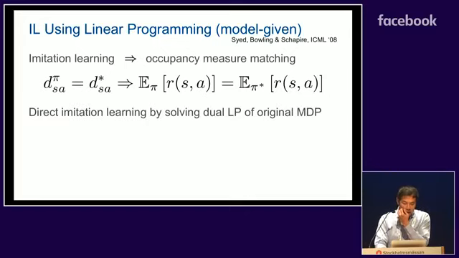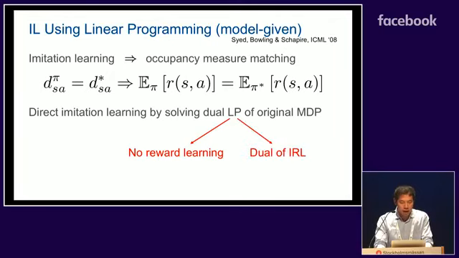And so from here, Syed and others propose to solve a linear program, which is the dual of the original MDP. And two things to note here. First is that actually in their algorithm, there is no reward learning. So under this scheme, we don't really need to solve the full reinforcement learning problem iteratively. And the second thing is that we can think of this occupancy matching problem as a dual of the original MDP problem.